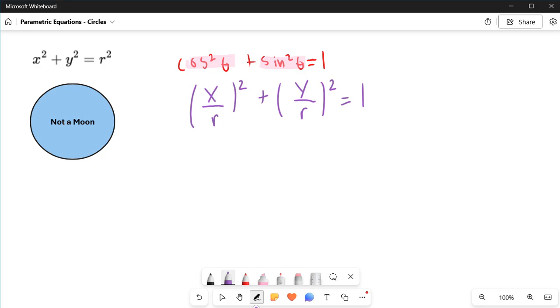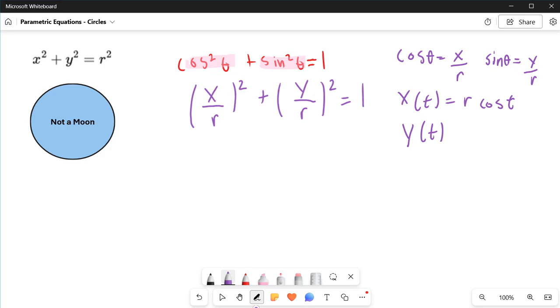So in that sense, you already have what cosine theta would have to be equal to. It would have to be that cosine theta is x over r, which means that the x of t is, for example, r times cosine of t. Similarly, if you say that sine theta is equal to y over r, then that's going to give you that the equation for y of t would have to be r sine of t.